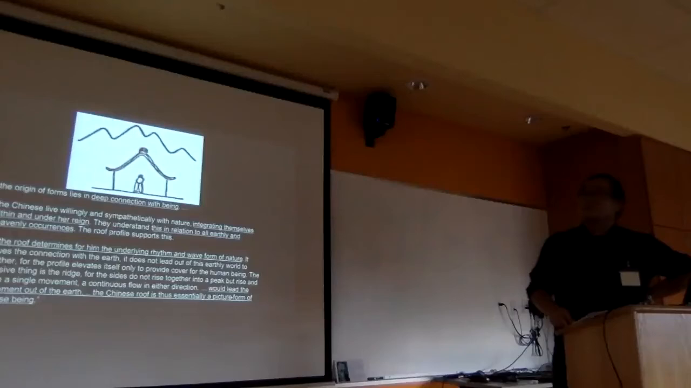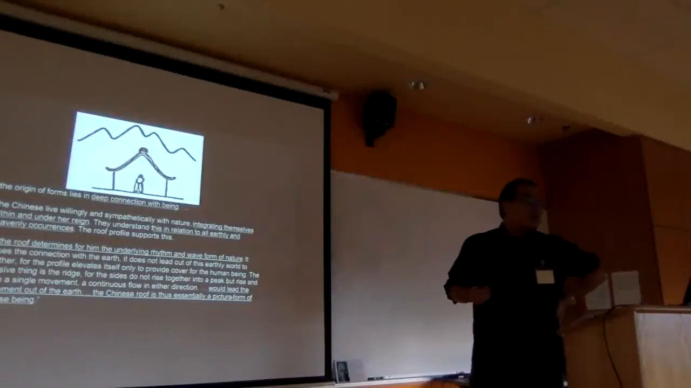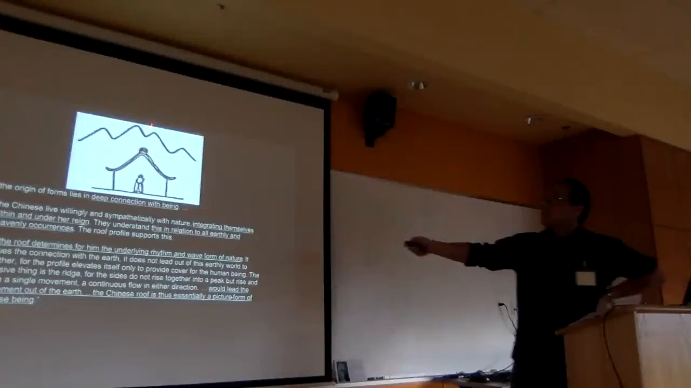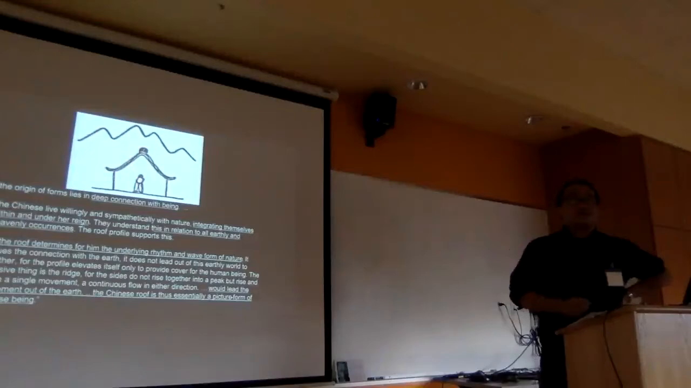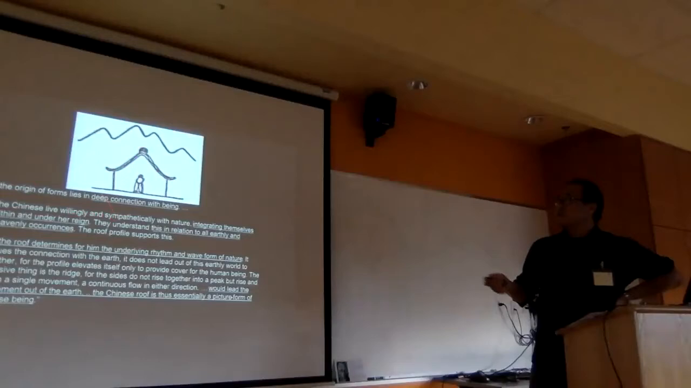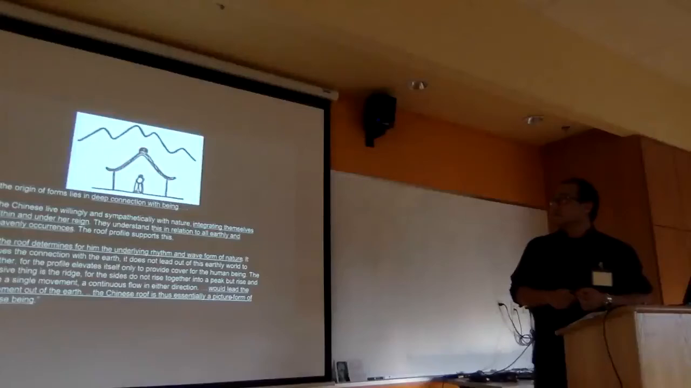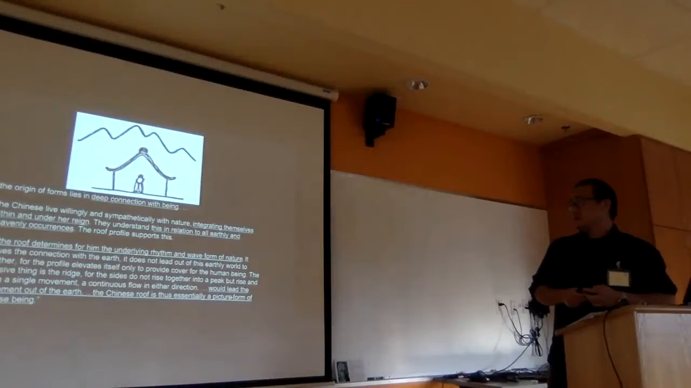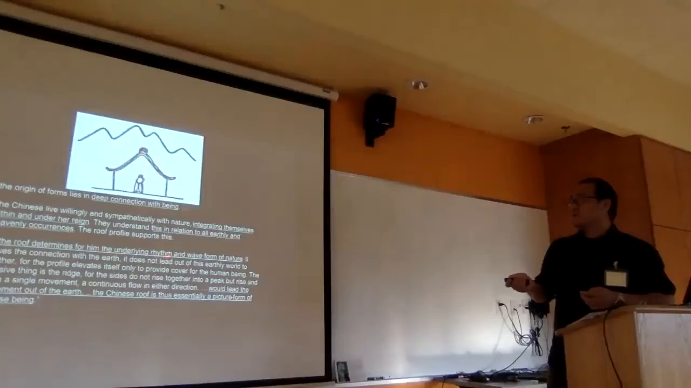So they said the most important thing was the ridge. It's actually the bump at the top of the building. And we found a conformity, or a similar gesture, between the roof profile and the people in the center of the architectural space. And they said the Chinese live within and symbiotically with nature, integrating themselves with and under it. They understand this in relation to all earthly and heavenly appearances, and the roof profile supports this. They also talk about how the roof determines for the people inside the underlying rhythm and waveform of nature.